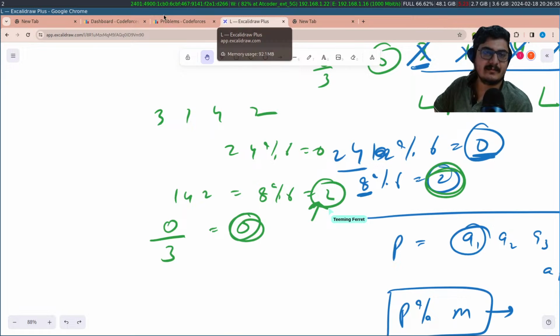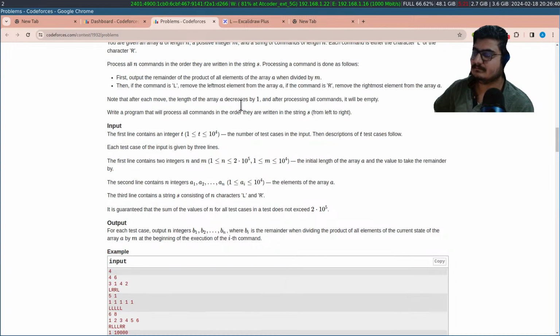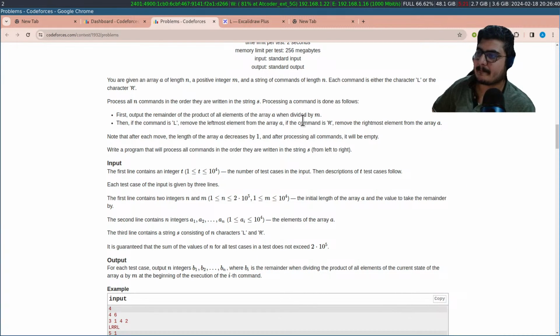And one more problem here was that it's nowhere written that m is a prime number, something like that. Had it been a prime number, there were some ways to do these things faster.